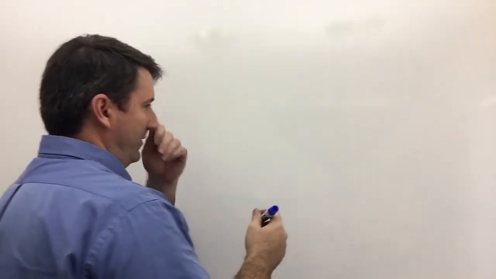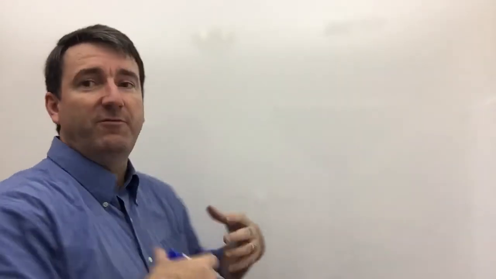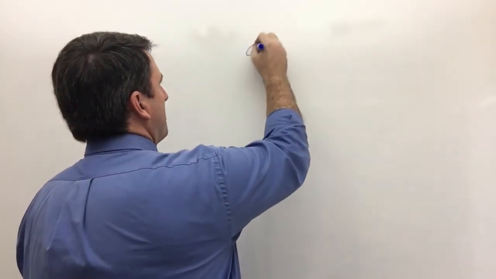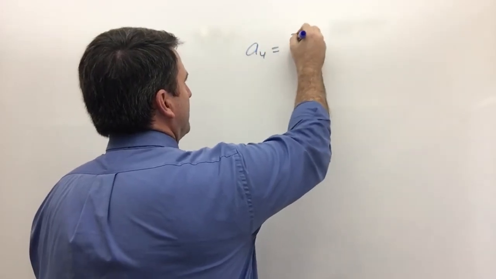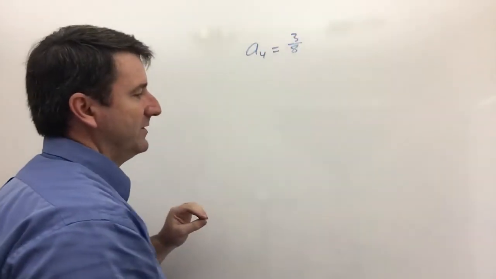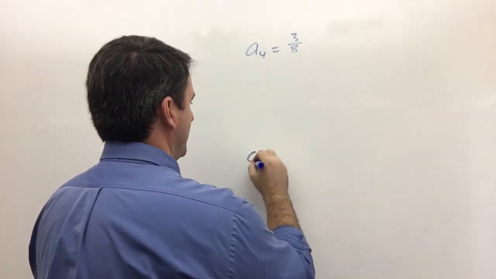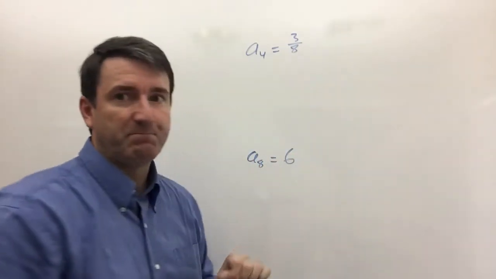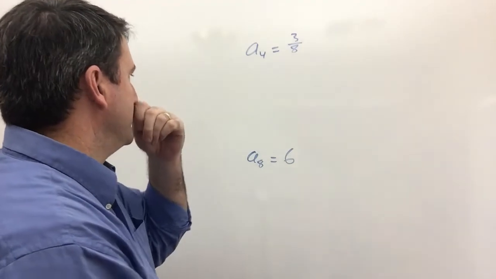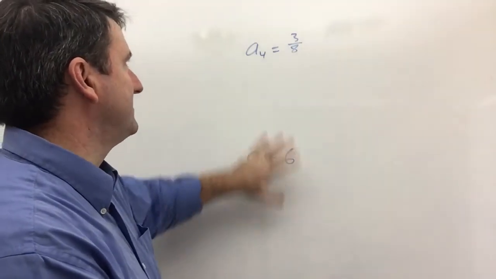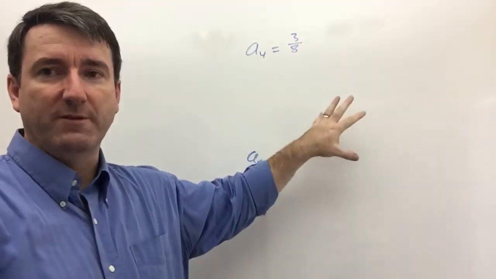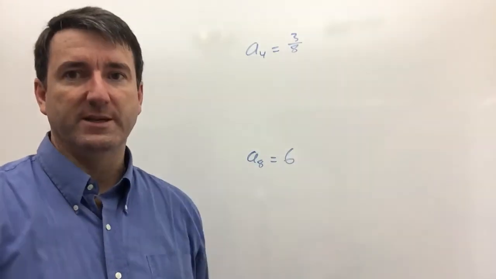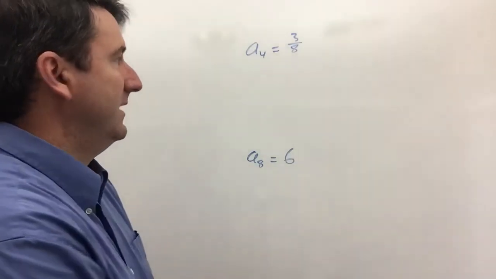for the third example, we're told that the 4th term in a sequence, a sub 4, is equal to 3/8. And we're told that the 8th term in a sequence, a sub 8, is equal to 6. All right. So let's try to figure out a formula for this, and then we can figure out what the 12th term is, which is what we were asked to find in this problem.